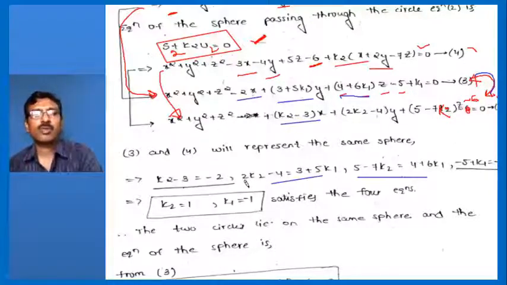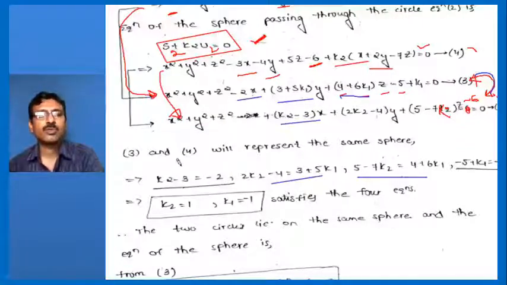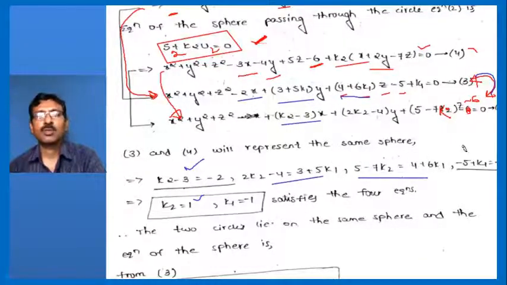We need only 2 equations to find the k1, k2 values, so choose the first one. We get k2 equal to 3 minus 2, that is 1, and using the last equation, k1 equal to minus 6 plus 5, that is minus 1. I used the first and last equations to find k2 and k1, and the values 1 and minus 1 of k2 and k1 should satisfy the remaining equations also.